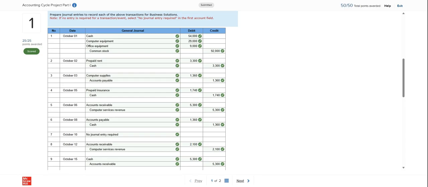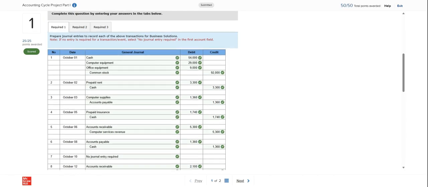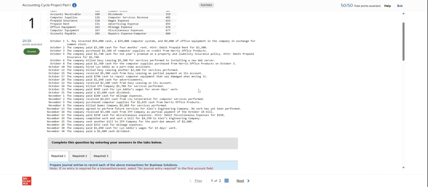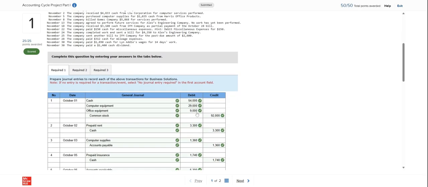As you can see here, the first entry that was put in for October 1st was the beginning of the company. The person, S. Ray, invested $54,000 in cash, $29,000 in computer systems, $9,000 in office equipment. So those are all debits here on the left-hand side. And then I found the $92,000 by adding those three things together because my debits have to equal my credits. Journal entries are the first step in an accounting cycle, and they record all of the business transactions.